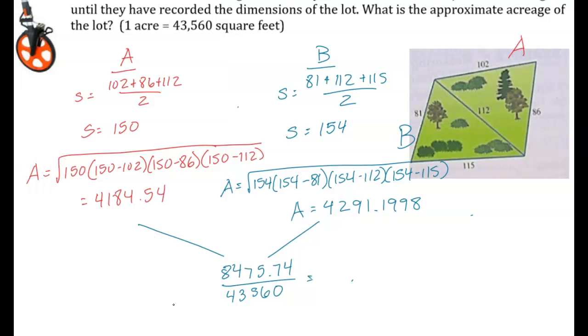0.1946, so about 0.195, which is really close to how much of an acre? 0.2, which in fraction form is, what is 0.2? A fifth. This is about a fifth of an acre. So this guy is definitely trying to dupe them. He says it's a fourth of an acre, and they're like, no, it's a fifth. It's even less than a fifth of an acre.